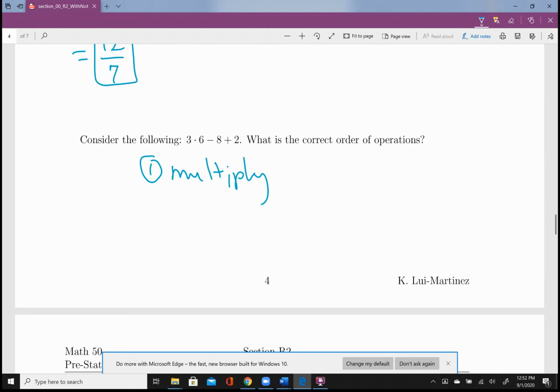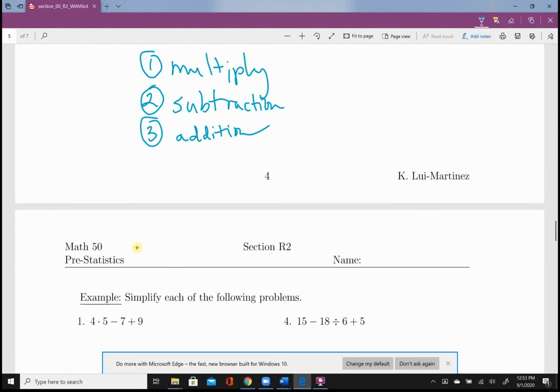Alright, then you would subtract. I know, some people might be like, wait, PEMDAS says I subtract after I add all the time. No, addition is always in the same level as subtraction, so you do whichever comes first from left to right. In this case it'll be subtraction and then addition. Okay, great. Moving on.